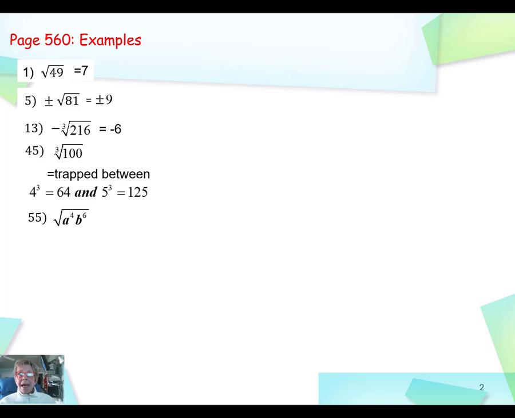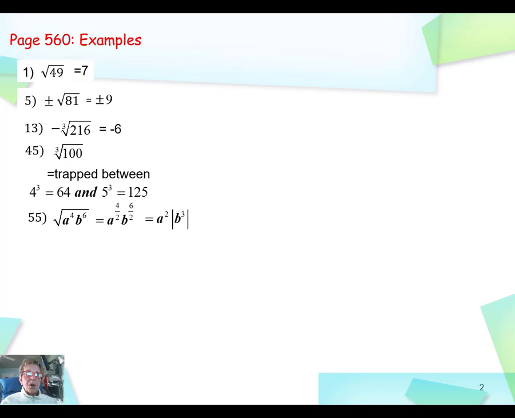53, now we're going to add some variables into this. So I have the square root of a to the 4th times b to the 6th. They are perfect squared exponents because they are multiples of 2. So my answer here is a with 4 divided by 2 and b to the 6th divided by 2, which equals a squared and the absolute value of b cubed.